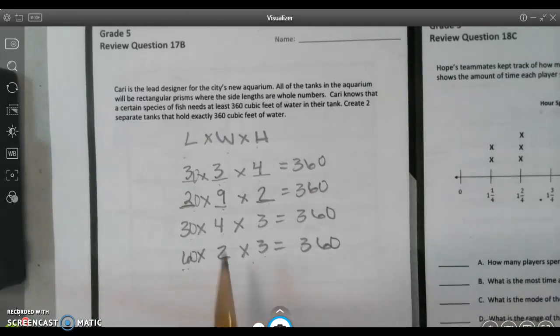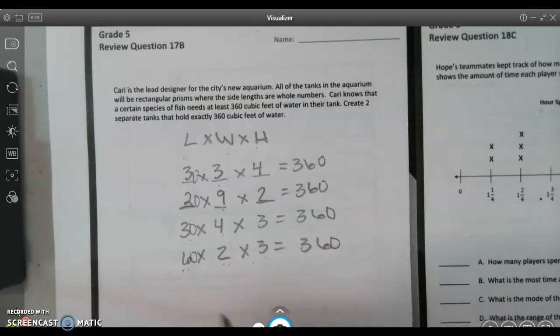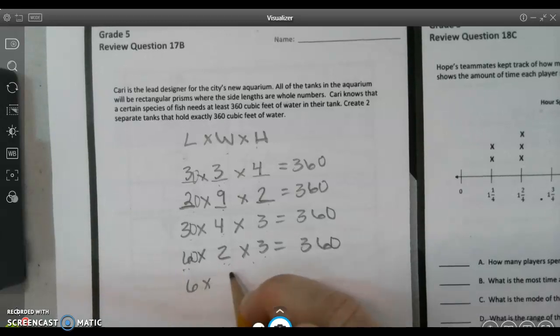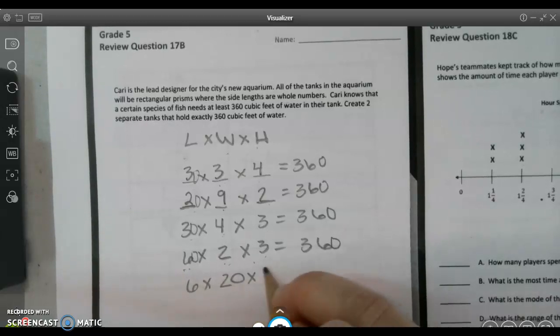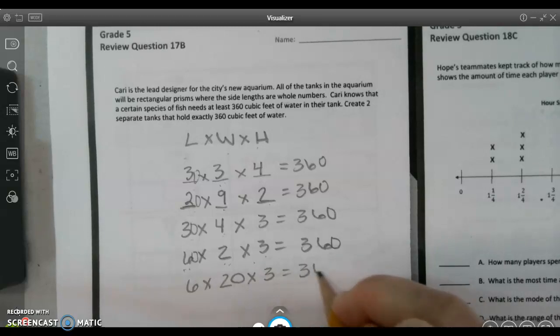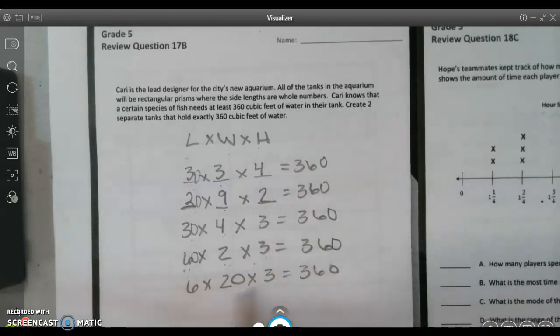So you could pick any number of these, and we could also change it, and we could do 6 by 20 times 3 equals 360. You could move that 0 to any spot, and make a different number into a tens and equal that same thing. So you could pick any number of these and it would work.